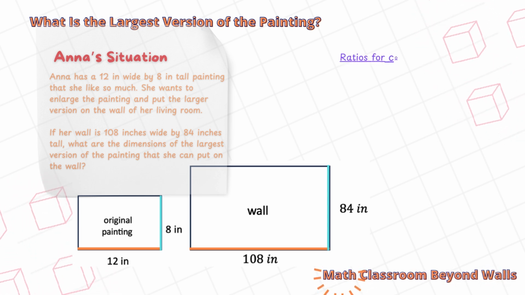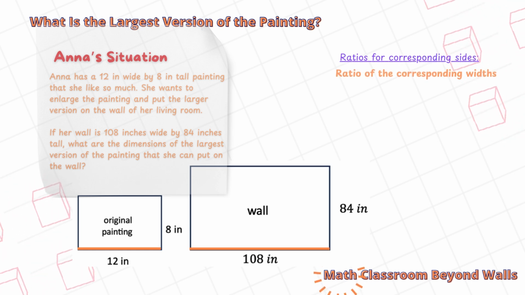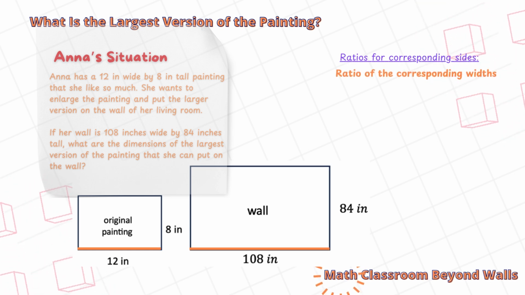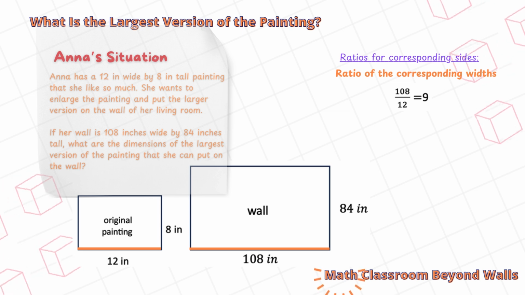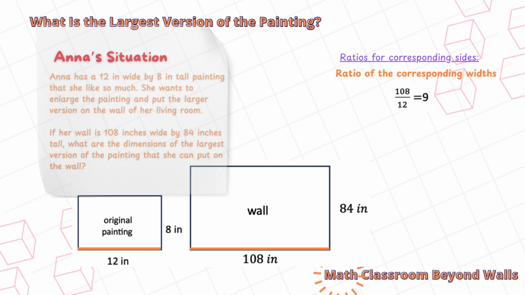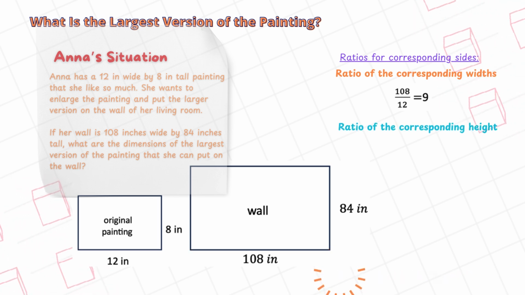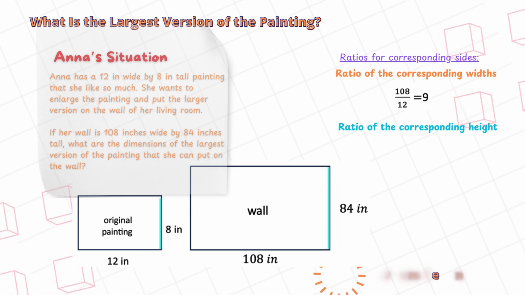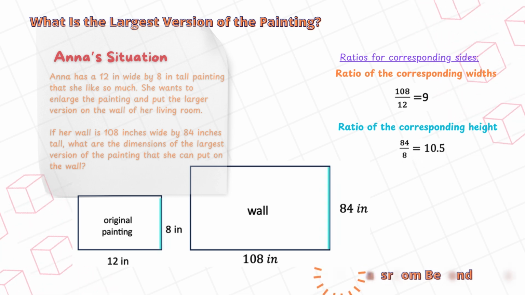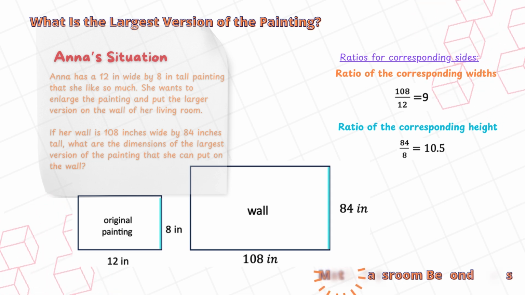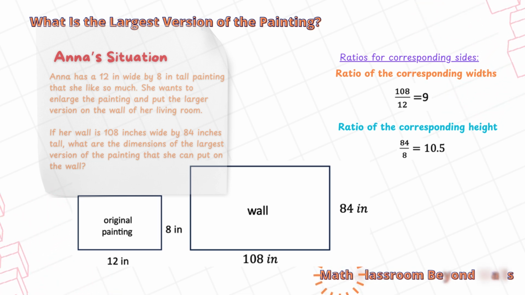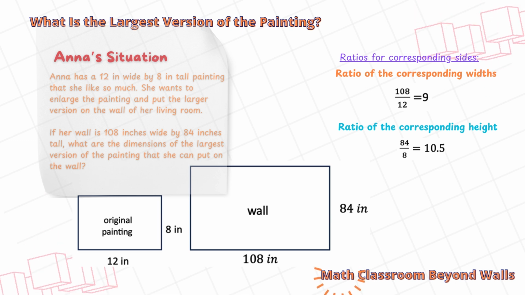If we take the ratio of the width of the two figures, the original painting and the wall, we get this. 108 over 12 equals 9. If we take the ratio of the height of the two figures, we get this. 84 over 8 is 10.5. Here, we have two different numbers.